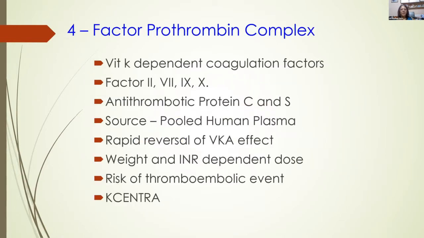What is this 4-factor prothrombin complex? It contains vitamin K dependent coagulation factors, that is factor 2, factor 7, factor 9, and factor 10. It also contains protein C and S. And the source obviously is pooled human plasma. It gives rapid reversal of VKA effect, and the dose is dependent on INR and weight. It does have a risk of thromboembolic event associated with its administration. It's available as K-Centra.